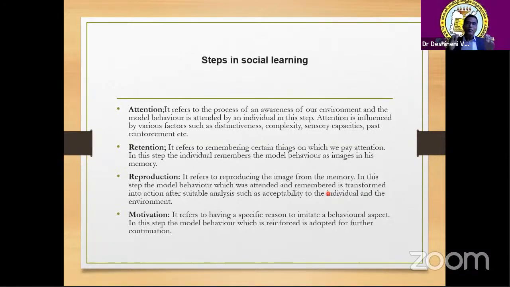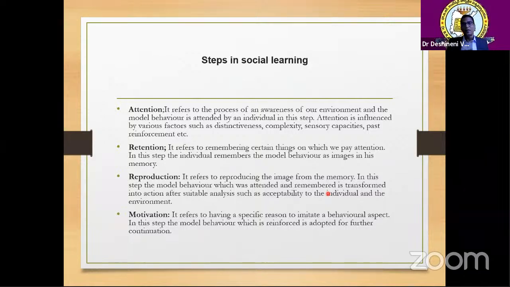For example, if a child is imitating the hairstyle of a celebrity, we can see all these steps in that learning, which is known as social learning. First, the child has to pay attention to the hairstyle of the celebrity. After that, the child has to understand the pattern of the hairstyle, retain that particular hairstyle in his mind, and with the help of elders, the child may reproduce that particular hairstyle.